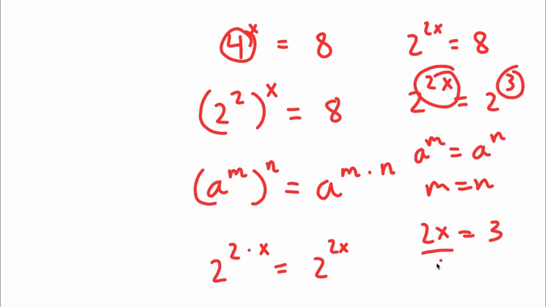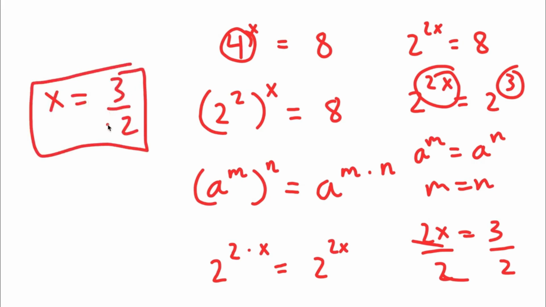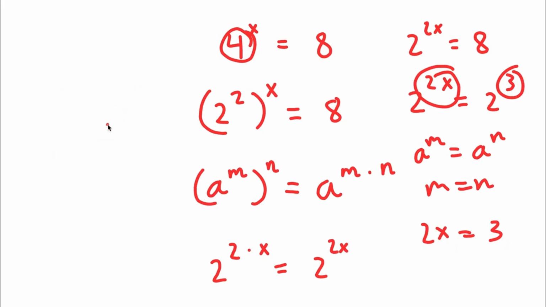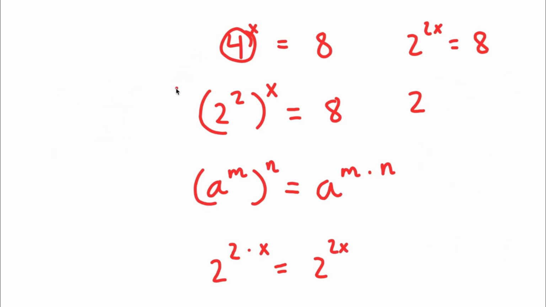Now to solve this, all I have to do is simply divide both sides by 2. These two cancel out, and I'll be left with x is equal to 3 over 2. So this is one method of solving this problem. Now I actually have a second method of solving this problem.